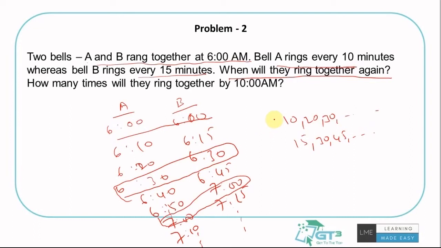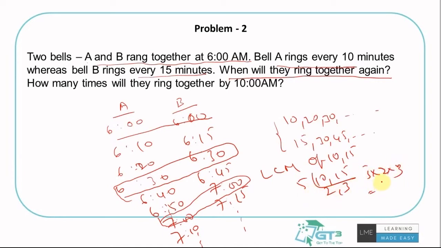So when do they ring together? I am trying to find the LCM basically. If I find the LCM of 10 and 15, right? I'll stop here. So it's basically 5 into 2 into 3. So that's 30. Every 30 minutes, right? The least common multiple is 30. So 6 and then 6:30. And then again after 30 minutes, 7 o'clock they ring together. Again at 7:30 and 8, 8:30. I see them keep ringing together.